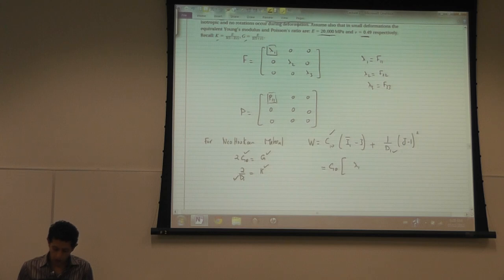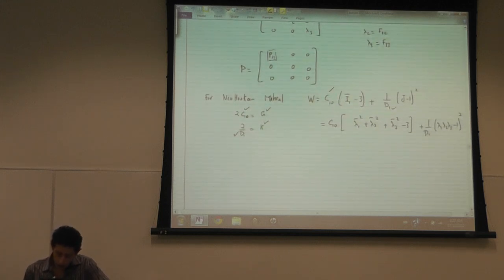Actually, I1 bar is equal to lambda 1 squared plus lambda 2 squared plus lambda 3 squared minus 3, plus 1 over D1 (lambda 1 lambda 2 lambda 3 minus 1) squared. P11 is equal to partial W by partial F11, but F11 is equal to lambda 1, so this is equal to partial W by partial lambda 1. I should have multiplied partial W by partial lambda 1 by partial lambda 1 by partial F11, plus partial W by partial lambda 2 times partial lambda 2 by partial F11, and so on, but all these are zeros.